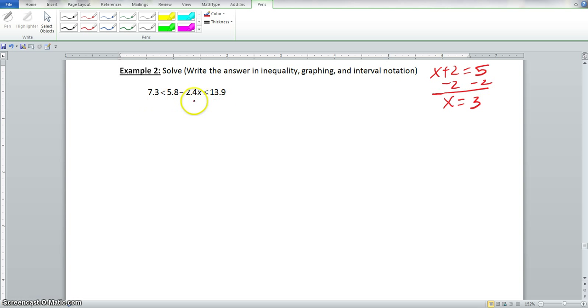Now, this inequality has three sides. So what you do to one side, you must do to all three sides. Now, what we have to do is the same thing we did in this equation here. We need to get the variable by itself. So we go here in the middle. So the first thing we need to do is subtract 5.8 on all three sides.